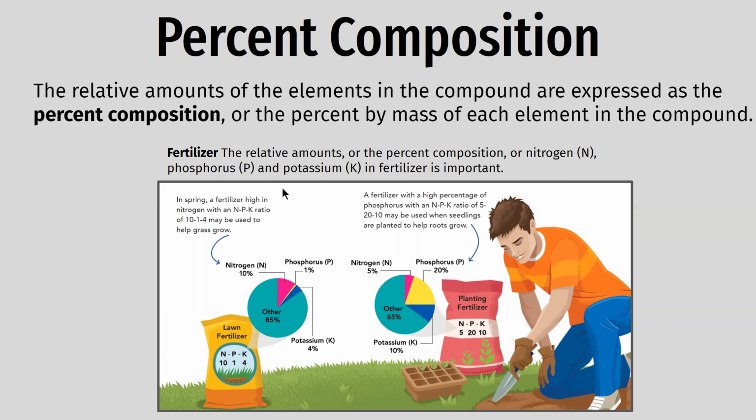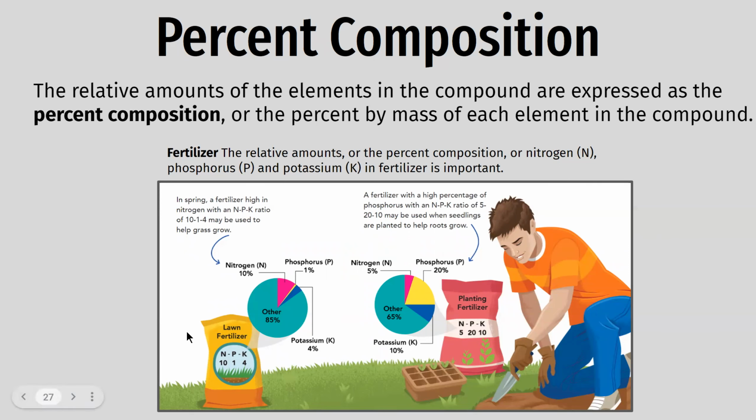Depending on the season, the time of year, or even just the specific plant that you're trying to grow, different fertilizers are composed of different percent compositions of the key nutrients that plants need. Those nutrients are nitrogen, phosphorus, and potassium. And depending on what season it is, what you're growing, or a combination of both, you will need different percent compositions of each of these elements in your fertilizer to serve different purposes.